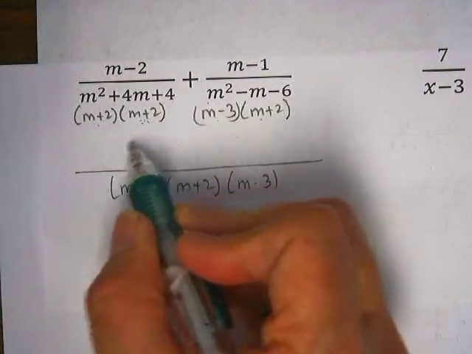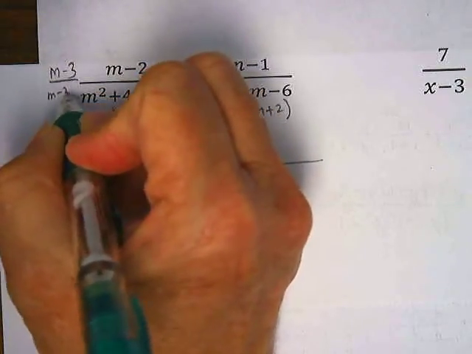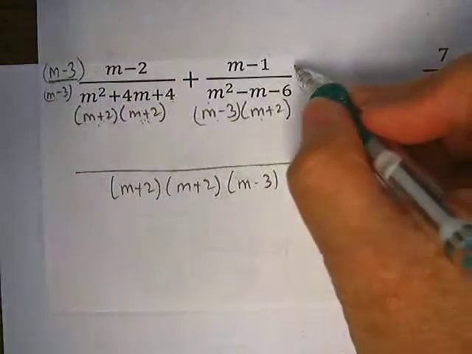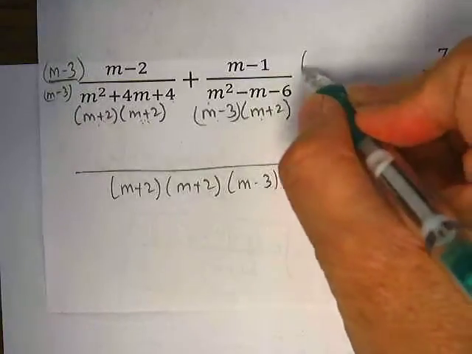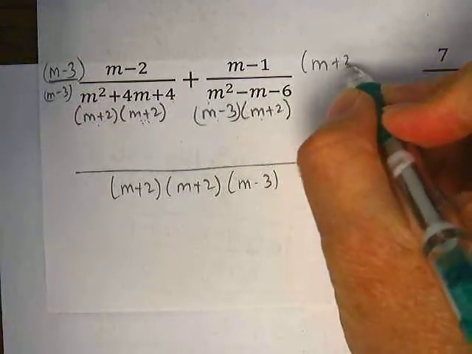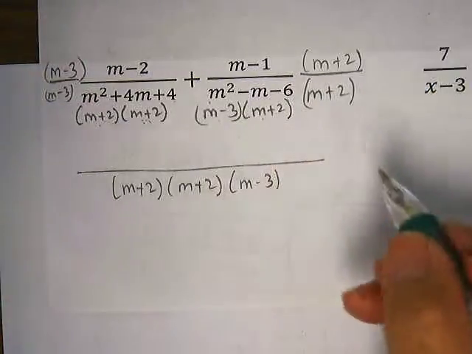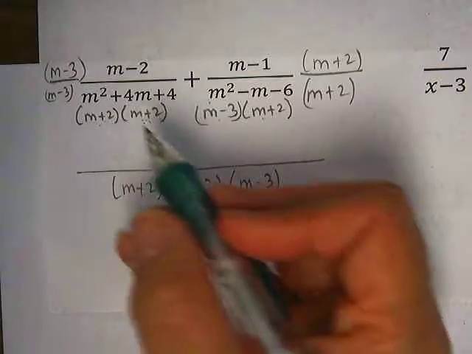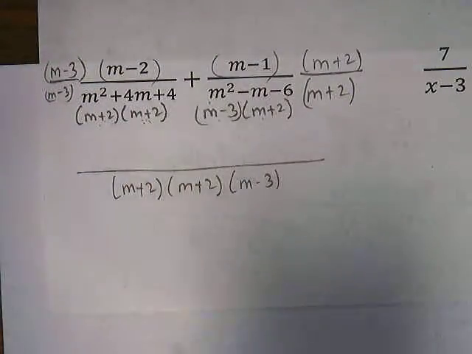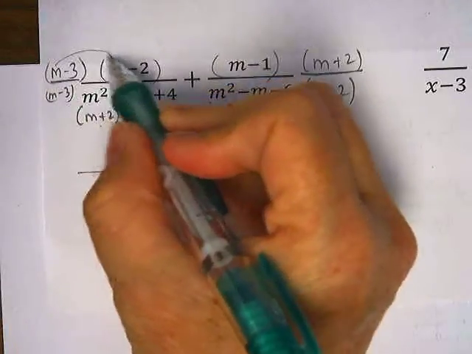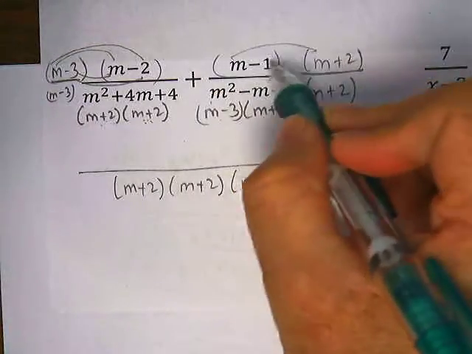Okay, so my first fraction is missing the m minus 3 in the denominator, so we multiply by m minus 3 over m minus 3. The second fraction is missing a second m plus 2 term, so we multiply it by m plus 2 over m plus 2. Okay, now we've got some multiplication to do with FOIL or box. And I'm just doing FOIL for space reasons, really.